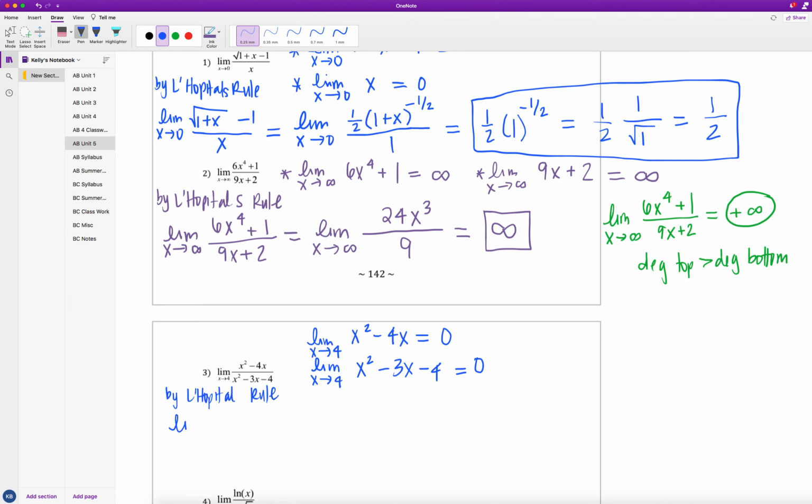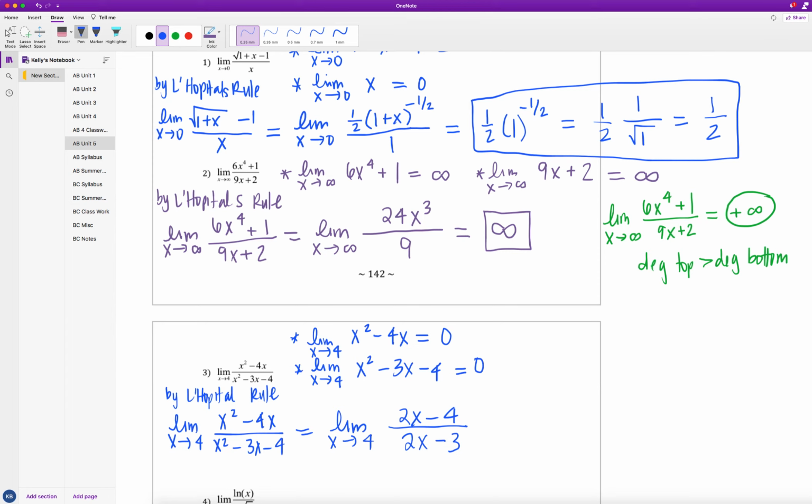So by L'Hopital's rule, this original limit that I have as x approaches 4 of x squared minus 4x all over x squared minus 3x minus 4 is going to now be equal to the limit as x approaches 4 of the derivative of the numerator, which would be 2x minus 4, over the derivative of the denominator, which will be 2x minus 3. So since the limit as x approaches 4 in the numerator was equal to 0, and the limit as x approaches 4 of the denominator is also equal to 0, then I can apply L'Hopital's rule.